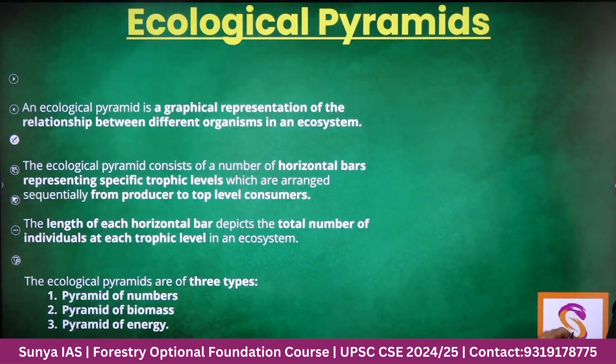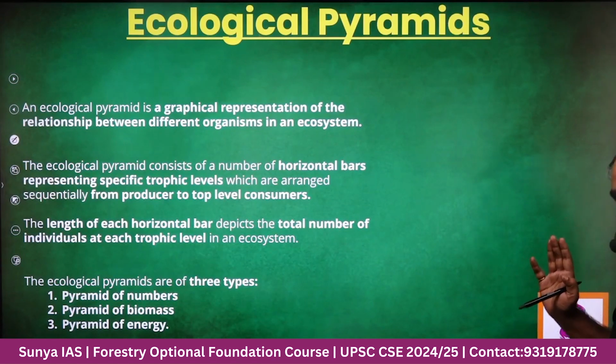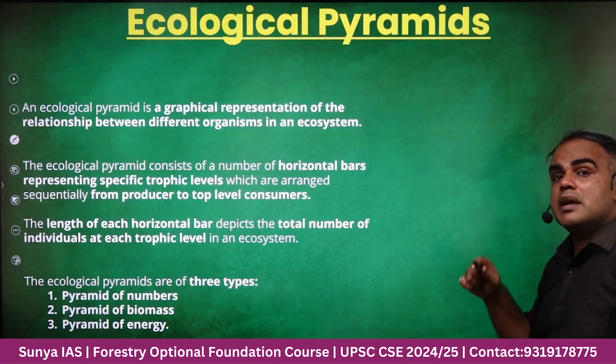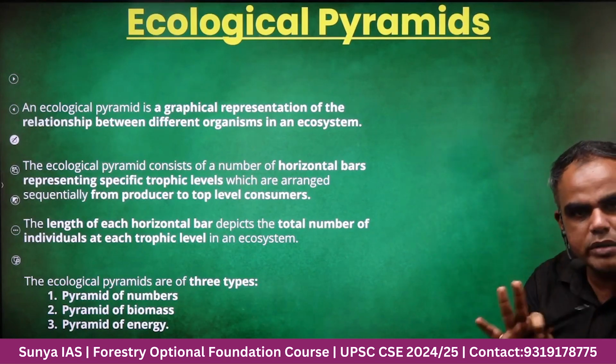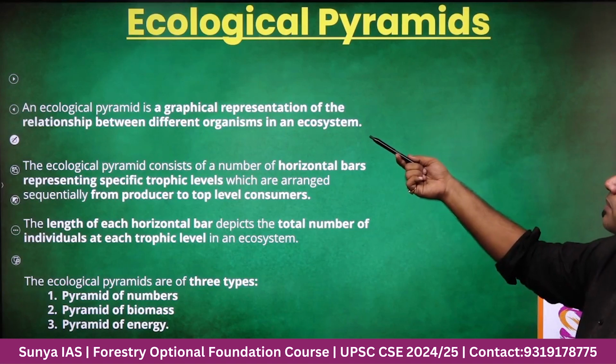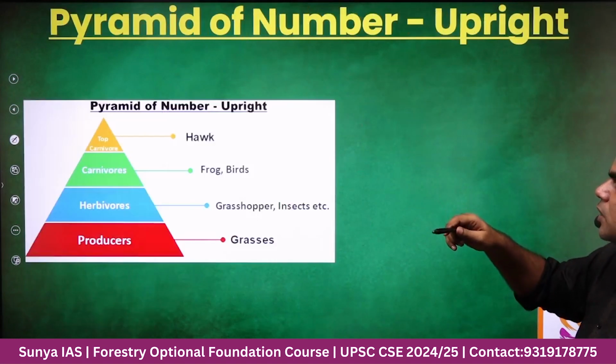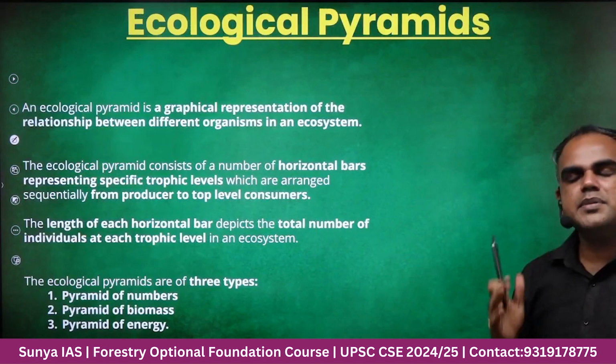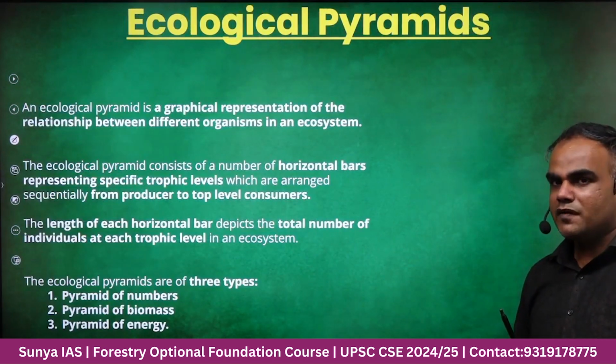And the last topic, which is a very small topic, is ecological pyramids. Again, I'm not going to explain this too much. You have already done this tens of times. What is a pyramid? It is a graphical representation. But why I'm telling you this, because a question on this has already been asked. These are graphical representations of different organisms in an ecosystem. This is how the pyramids are. Pyramids are of three types: pyramid of number, pyramid of biomass, pyramid of energy.